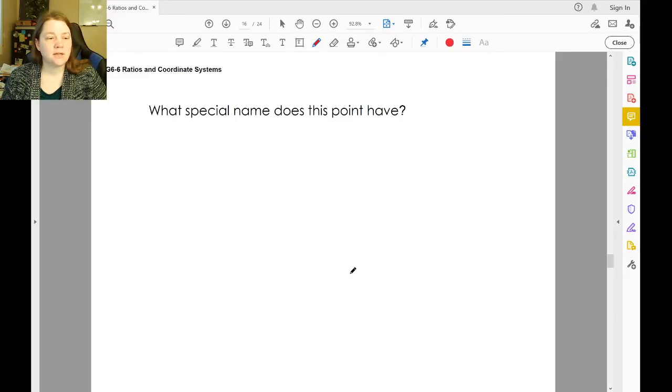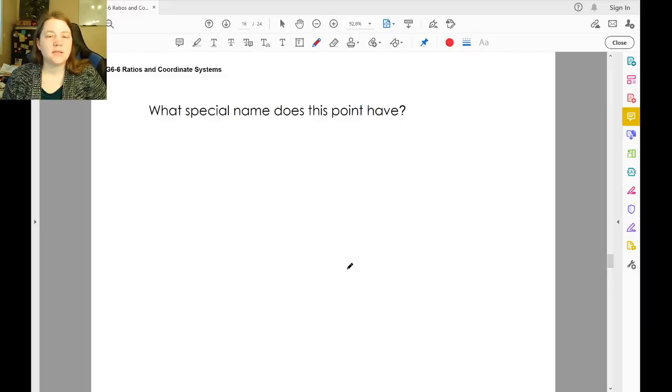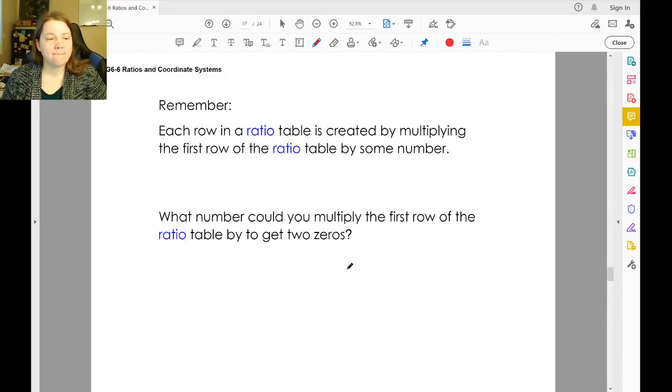So remember that the point at 0, 0 is the origin. Each row in a ratio table is created by multiplying the first row of the ratio table by the same number on both sides. What number could we multiply the first row of the ratio table by to get 0, 0? Multiply by 0.